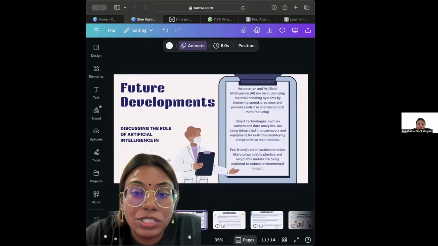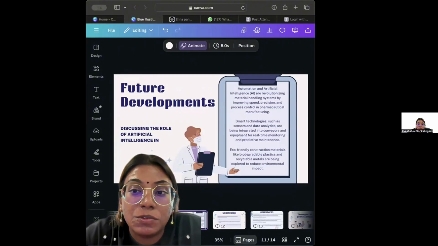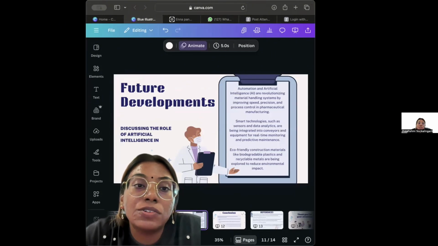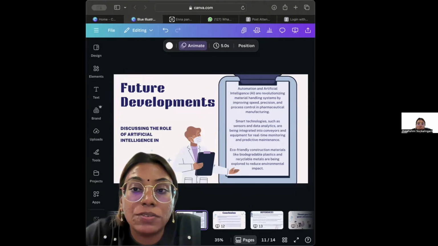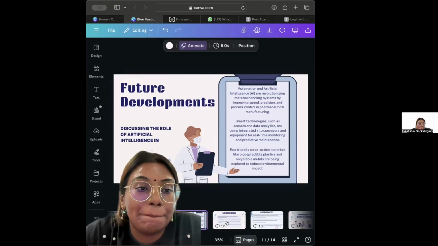And then moving to future development. When we look into the future, the pharmaceutical industry is moving toward greater automation and AI-driven control in material handling. Smart sensors, robotics, and real-time monitoring will help improve safety and reduce human error. Also, research is ongoing into eco-friendly and smart construction materials to reduce environmental impact while maintaining performance. There is also a focus on sustainability and energy efficient practices in compliance with modern GMP regulations.